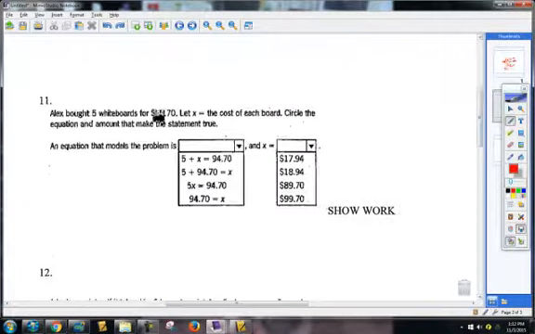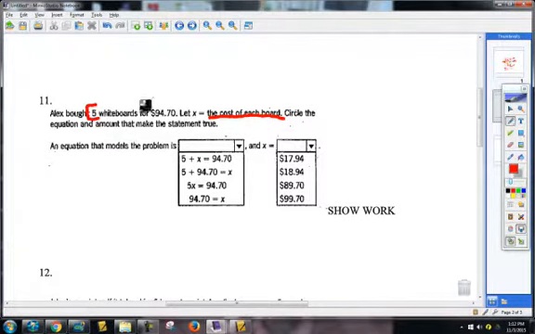This one here, you know that it gives you some information here. That Alex bought 5 whiteboards for $94.70, and we're going to let X be the cost of each board. Okay, so you just have to figure out which equation is going to be the problem.